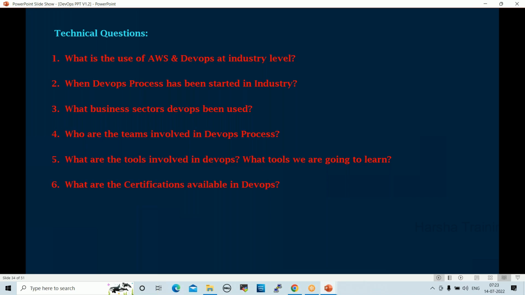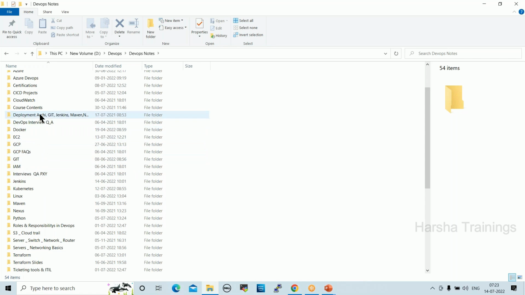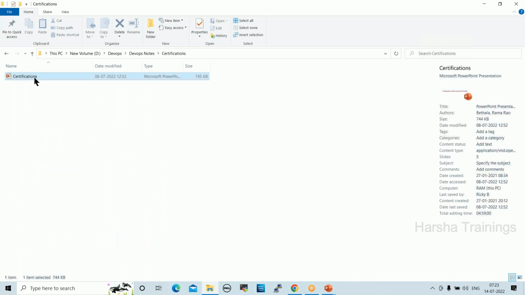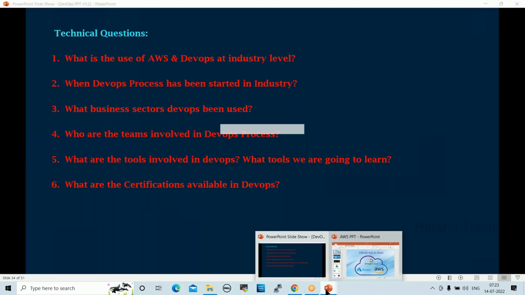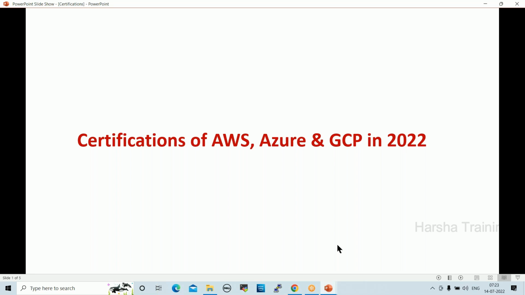What are the certifications available in DevOps? Certification is not mandatory. Yesterday we discussed, right? If you want to write a DevOps certification, you can write Kubernetes, Jenkins, Docker, fine. But certification is not mandatory. If you have one certification in AWS or Azure or GCP, that is enough for you. No need to go with the DevOps certifications. I'll show you some certifications here. So cloud certifications: AWS, Azure, GCP certifications, 2022, important certifications.